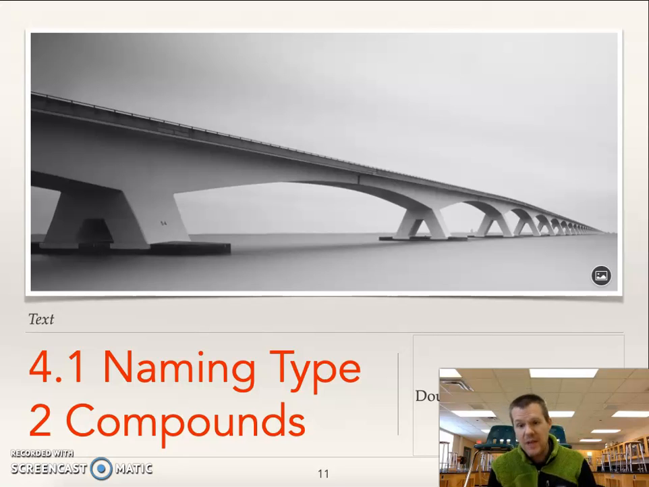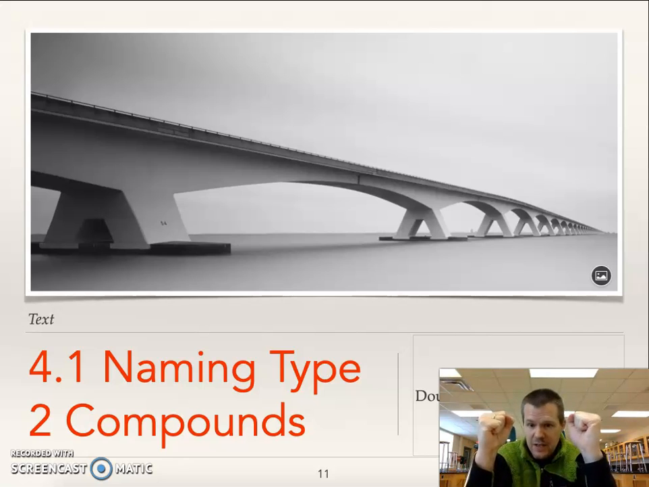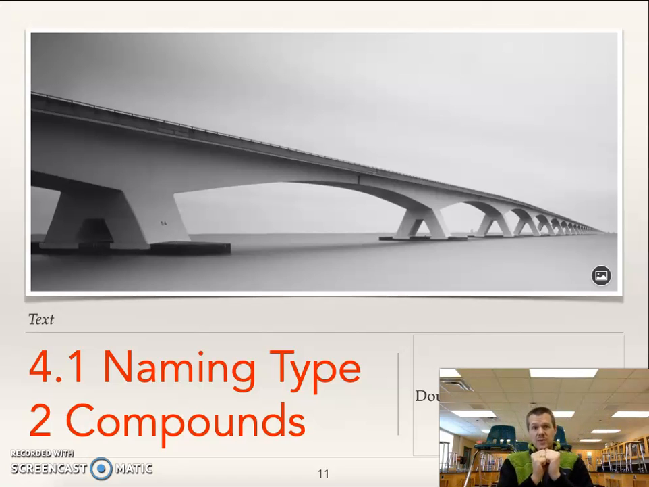Hey guys, welcome back. This is the second part of Chapter 4, Section 1, where we're learning to name binary ionic compounds. That's a mouthful, so what does it mean? Binary means two. Why two? Because all of these compounds have a positive cation and a negative anion. As you learned a long time ago, opposites attract each other. So that's precisely what's happening. It's binary because of the positive and negative piece, and then the electrical forces pull those together. Opposites attract, and that makes a very durable compound called an ionic compound.